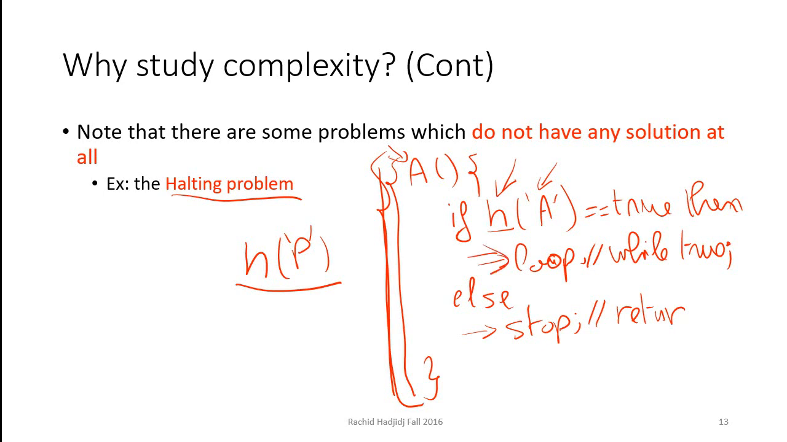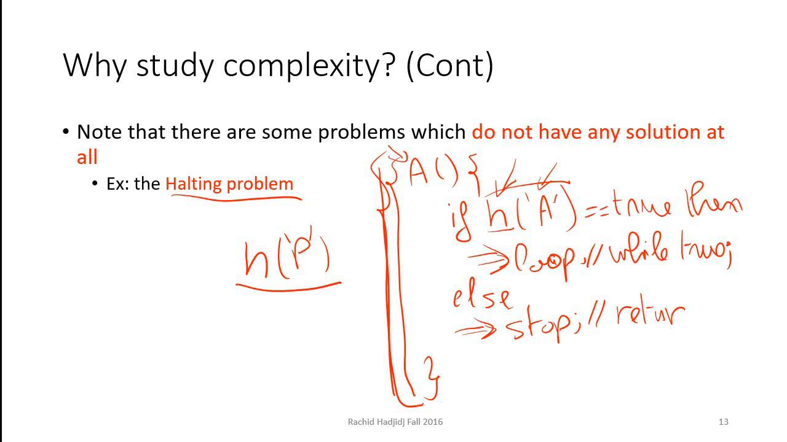Now, if you assume that A doesn't stop, run it and see what's going to happen. So if it doesn't stop, when we come here, H will tell us it doesn't stop, so it returns false. Then what do you do? You go to the else. And what do you do? You stop. So if A doesn't stop, it stops. And if it stops, it doesn't stop. Well, this is a contradiction.